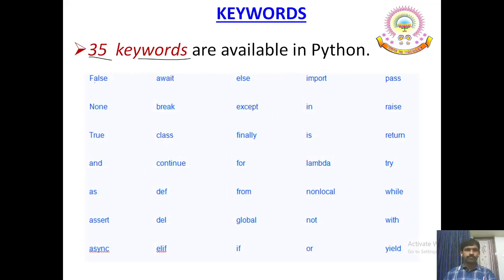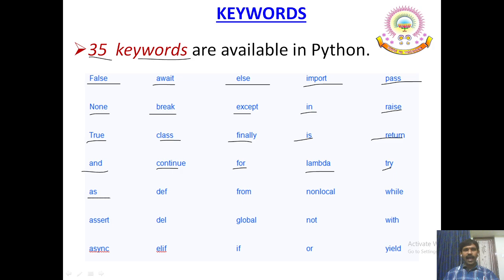The list of keywords are: false, this is a boolean value, await, else, import, pass, none, break, except, in, raise, true, class, finally, is, return, try, lambda, for, continue, and, as, def, from, nonlocal, while, assert, del, global, not, with, async, elif, which is equal to your else if statement in C language, if, or, yield. So we have 35 keywords.